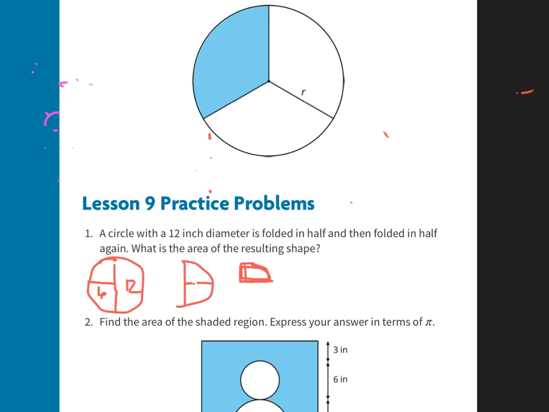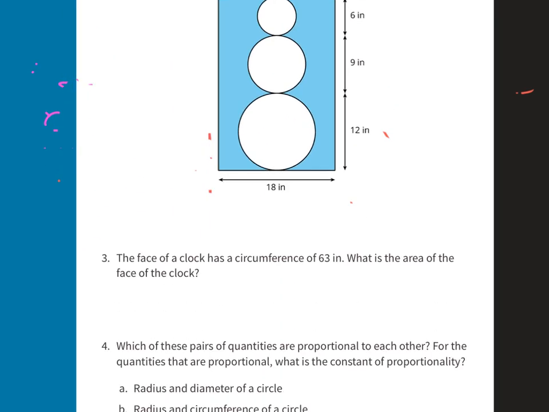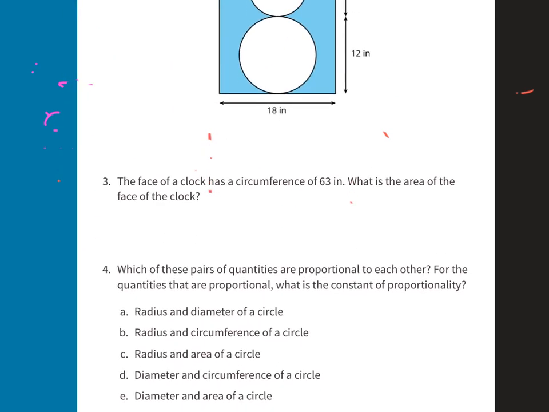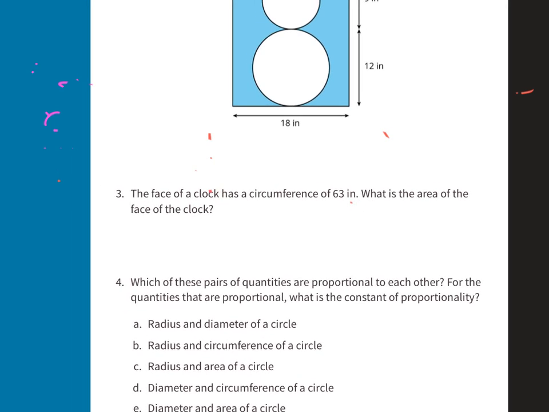Okay, and then number 2: the face of a clock has a circumference of 63. What is the area of the face of the clock? Well, if they give us the circumference, I need to find the radius. So to get from circumference to diameter, we divide by pi. And then to get from diameter to radius, we divide by 2. So then you just go pi times radius times radius.